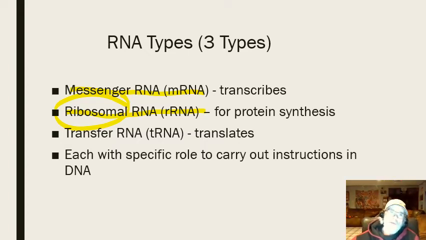The third type of RNA I have is called transfer RNA, and basically this translates the code and brings the appropriate amino acid to put in the mix. I'll show you how that happens in a little bit. Okay, so each have a specific role to carry out from instructions of how to make a protein.